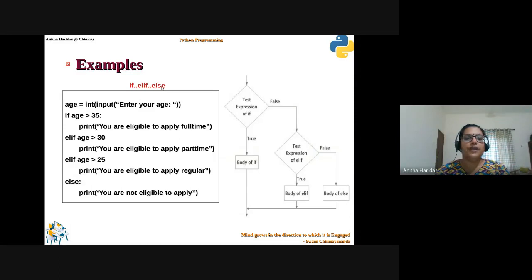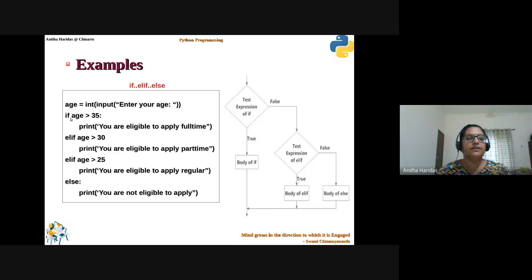Apart from if else, we have another keyword which is known as elif, right? If you have multiple conditions to be checked, obviously we will have the if, elif, and finally we will have the else case, right? So let us see an example. I'm going to ask the user to enter the age, and whatever age is entered by the user, it will be converted into integer. Then the value will be stored here.